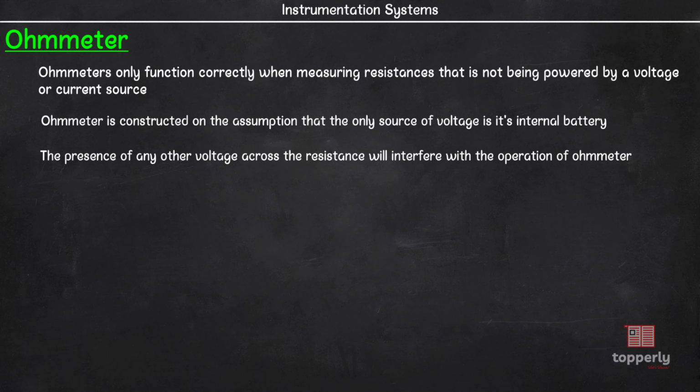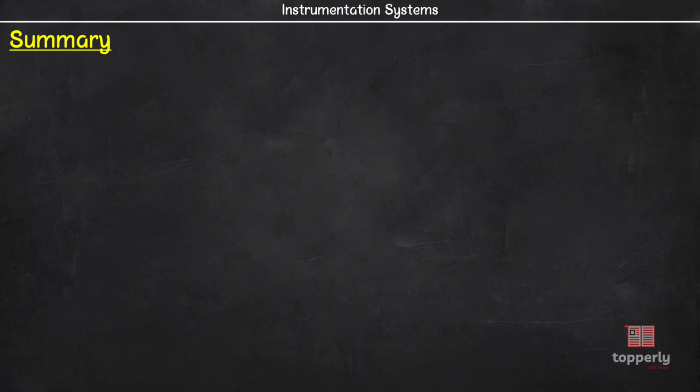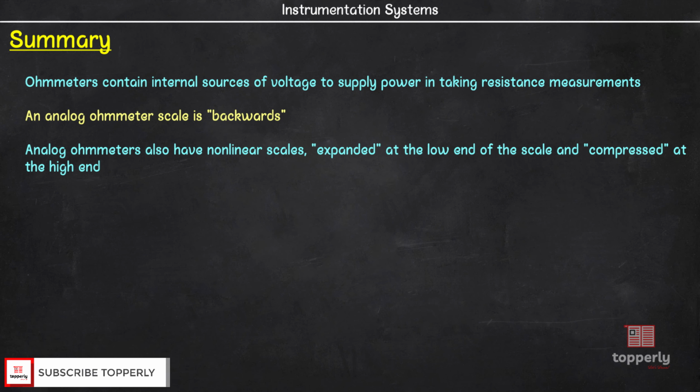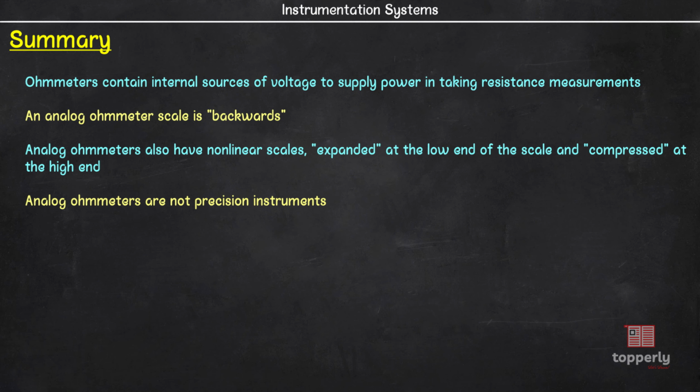That's all for this lecture. So to summarize what all we learned in this lecture, ohm meters contain internal sources of voltage to supply power in taking resistance measurements. Then we learned that the scale of an analog ohm meter is backwards, that is, the scale increases from right to left. Then, analog ohm meters have nonlinear scales which are expanded at the low ends of the scale and compressed at the high ends. Also, analog ohm meters are not precision instruments. Then finally we learned that ohm meters shall never be connected to an energized circuit during measurement.